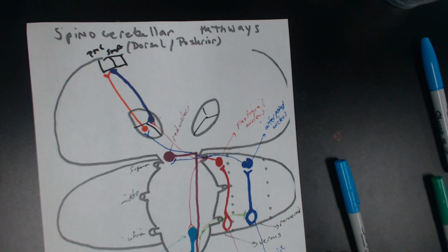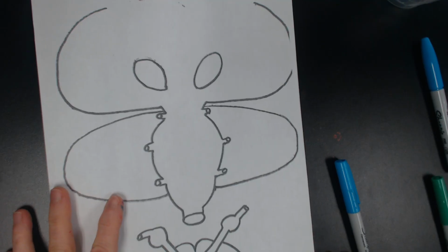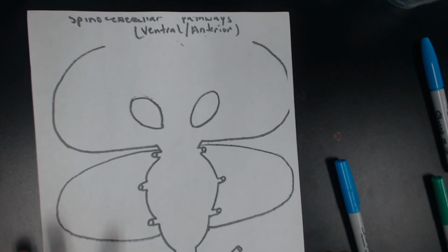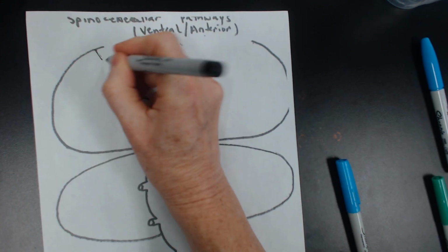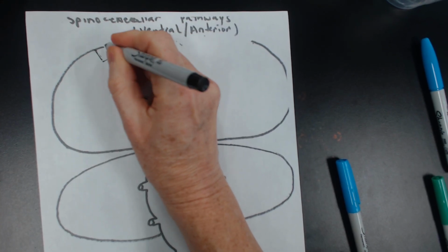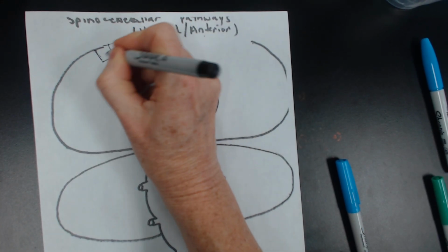Okay. So what I'd like to do is go ahead and just draw in pretty much everything that we had here, all the different players to start with. Okay, we'll start up here. We'll just go ahead and draw all those players in. So up here we have the PMC and the SMA, the premotor cortex and your supplementary motor area, right? And that's all involved in motor planning.